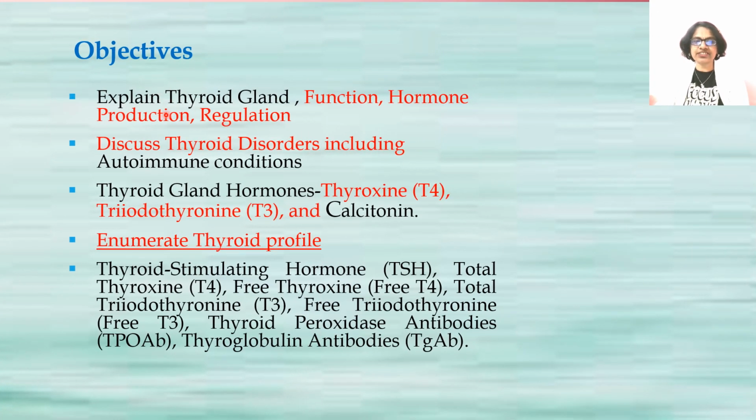So, the objectives of the presentation. We need to discuss the anatomy of the thyroid gland, its functions, hormone production, regulation, then some of the disorders, which include autoimmune conditions. Then the main concept, the thyroid gland hormones, that is thyroxine T4, triiodothyronine T3, and calcitonin. Then in detail, we have to discuss the thyroid profile.